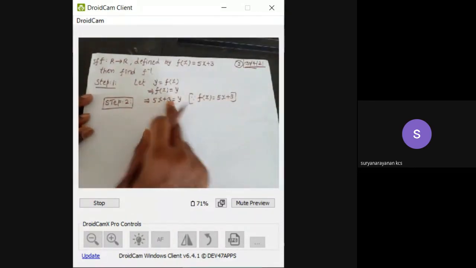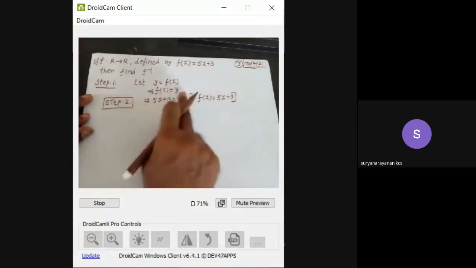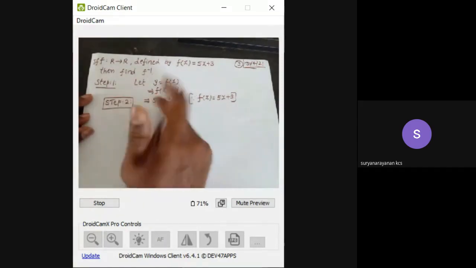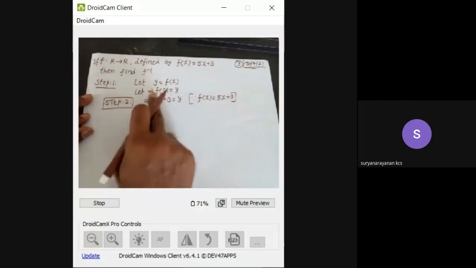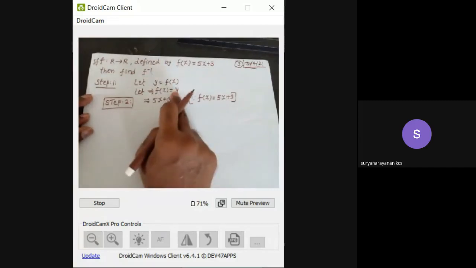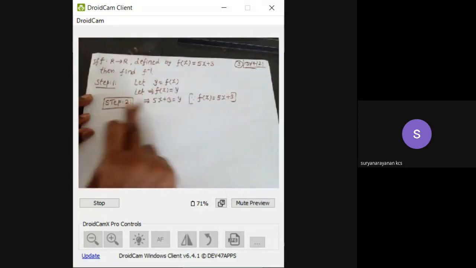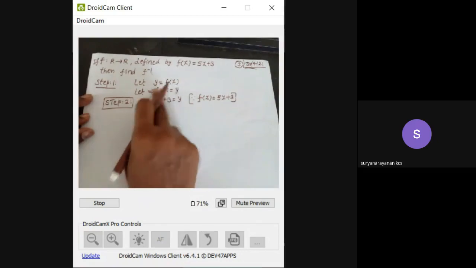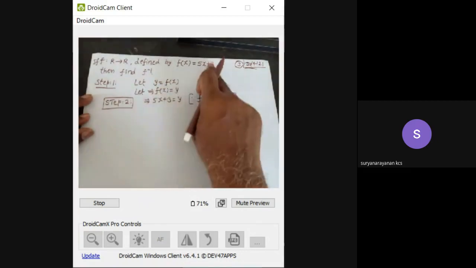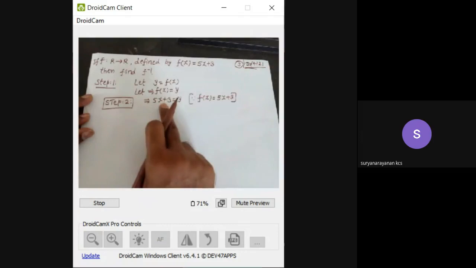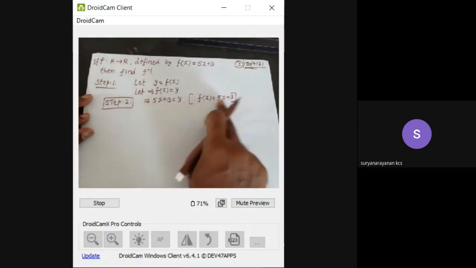Remember these steps, my children. First step, we take f of x is equal to y. Directly we can take this step. Second step, in the LHS, f of x is there. We have to substitute the f of x value, because f of x is equal to 5x plus 3.